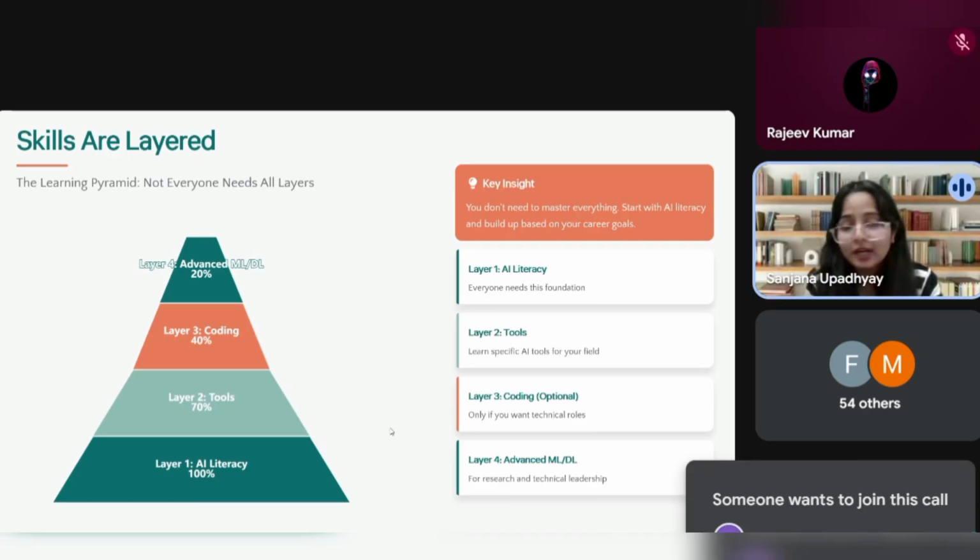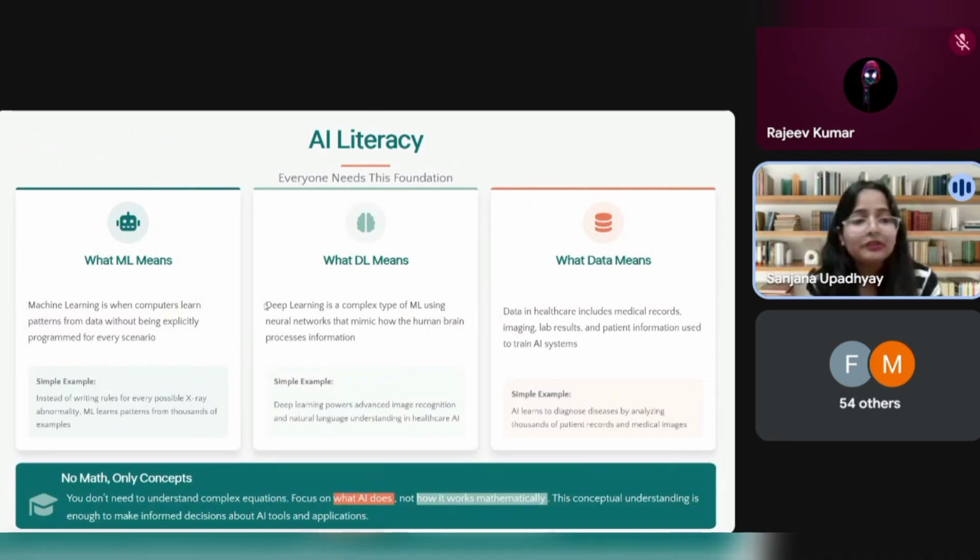Then yeah, AI literacy. So this is a slide where I'm going to be slightly technical. I'm going to introduce to you. I don't know how many people have heard about these words, and what kind of audience I'm addressing correctly.